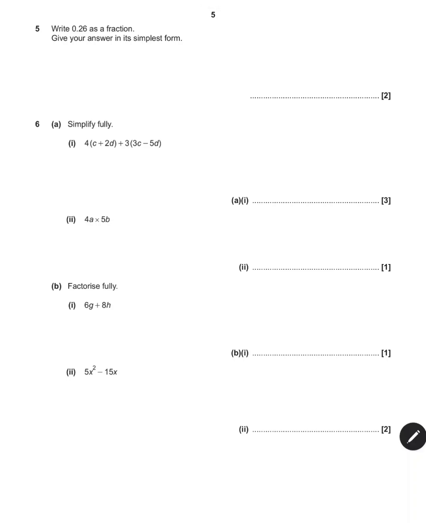Question 5, we're looking to write 0.26 as a fraction. Whenever you're converting a decimal to a fraction, it will either be out of 10, out of 100, or generally out of 1,000. And all we've got to do is count how many digits after the decimal point. Well, there is 1, 2 digits after the decimal point. So I pick the fraction with 2 zeros. So I'm going to write 26 out of 100.